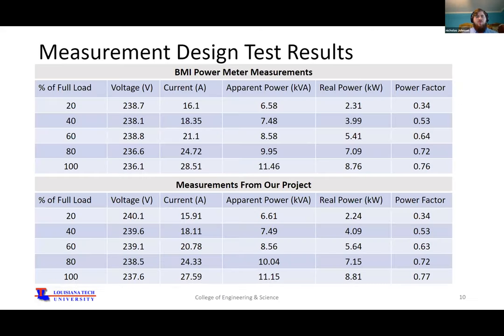After we constructed the measurement part of our project, we wanted to test the accuracy of the measuring circuits we have constructed using the power lab on campus. To do this, we used a 10 horsepower, 240 volt induction motor, and we coupled it to a dynamometer, which allowed us to vary the load on the motor. As you can see from the two graphs here, we measured the voltage RMS, current RMS, apparent power, real power, and power factor from 20 to 100% of full rated load in 20% increments. For this test, we used the power meter in the power lab as our control. Its measurements are in the table above and we compared it to our project in the table below. From the data in the charts, we found that our project was accurate within 1% of the power meter in the lab, showing that our measuring circuits are accurate.